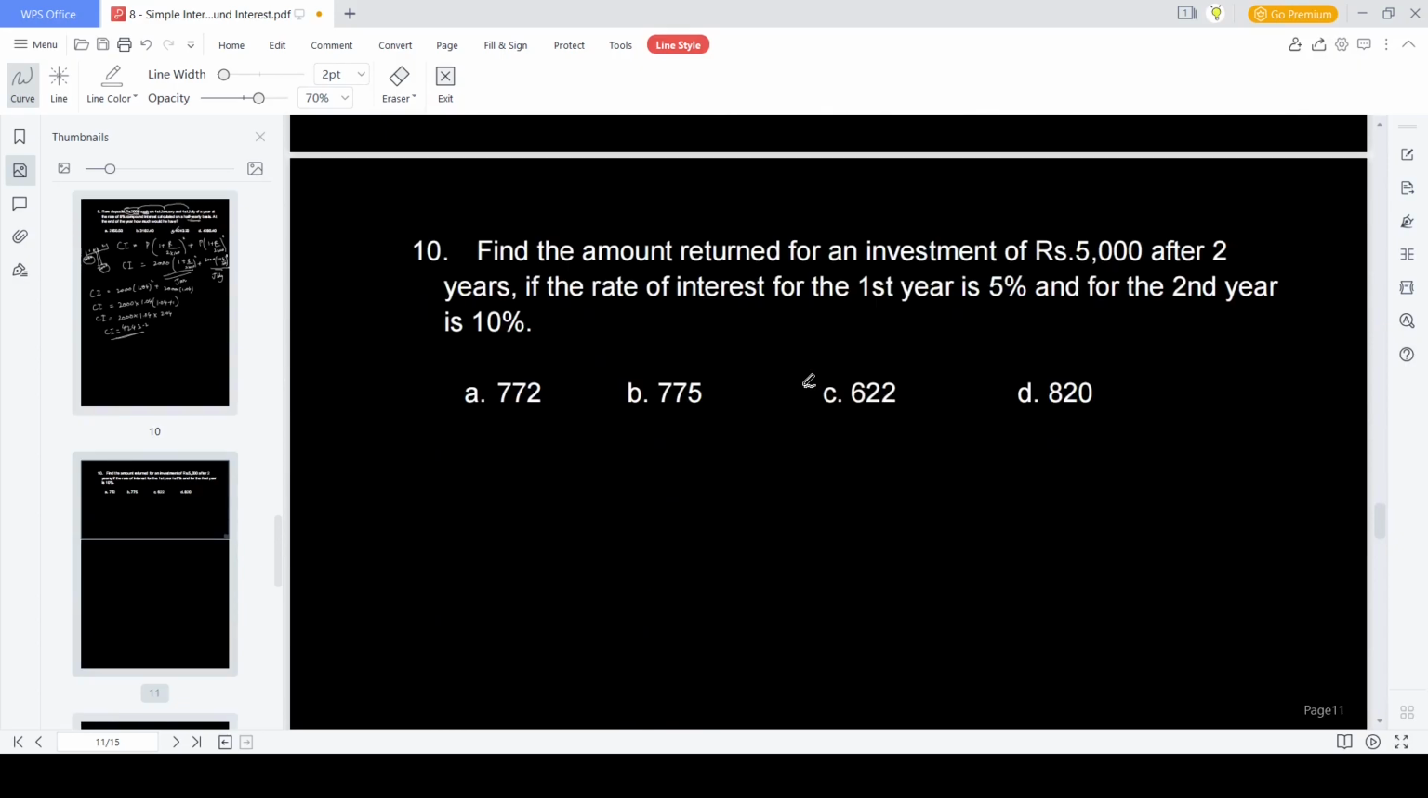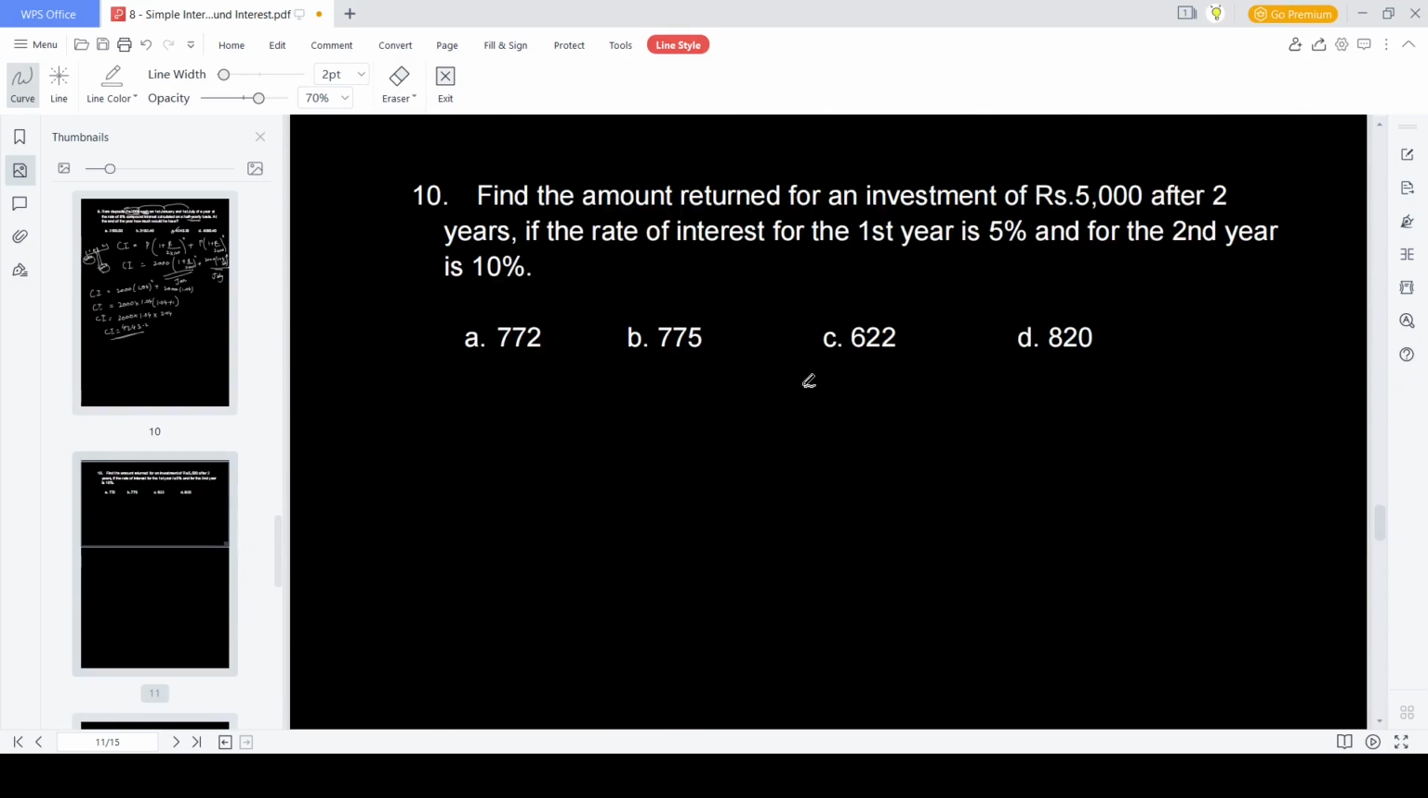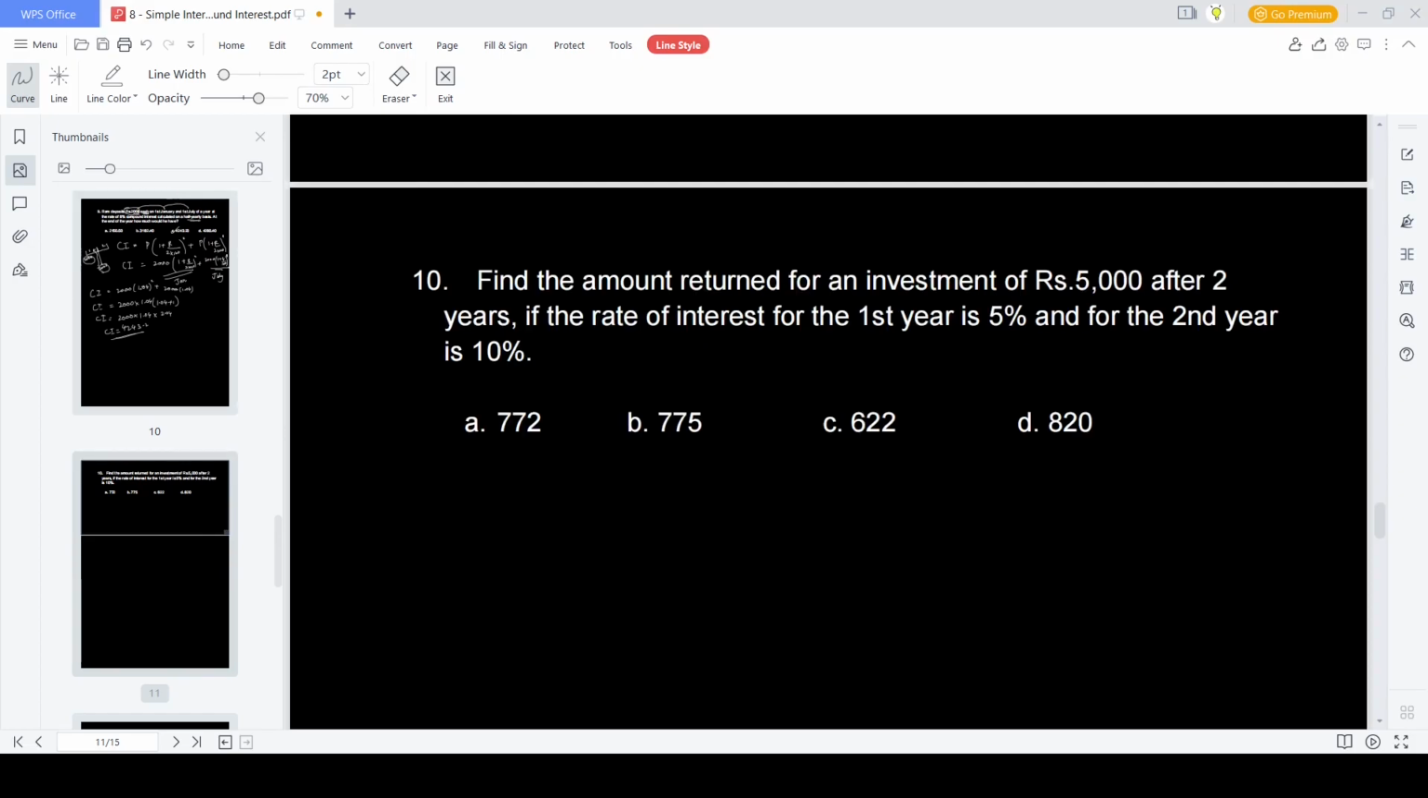Okay, next question. Find the amount returned for an investment of 5000 after 2 years if the rate of interest for the first year is 5% and second year is 10%. So basically there's one small addition to this question. It is a compound interest question. It is not mentioned, but it is a compound interest question. The setup is, in the first year he earns 5% and in the second year he earns 10% interest, but it is compounded.